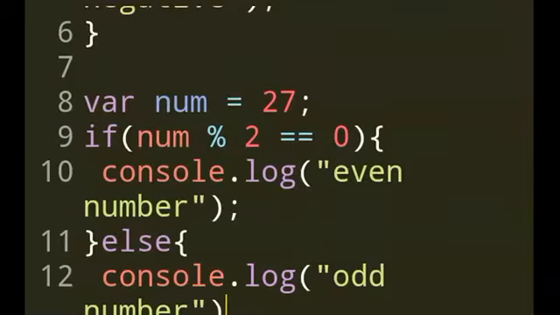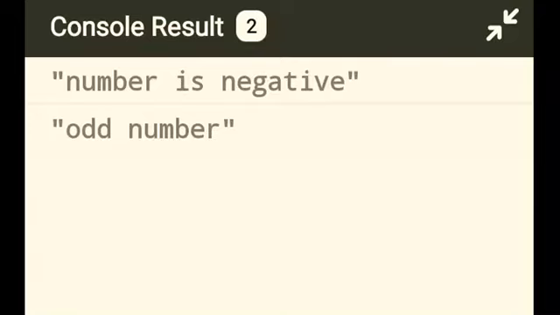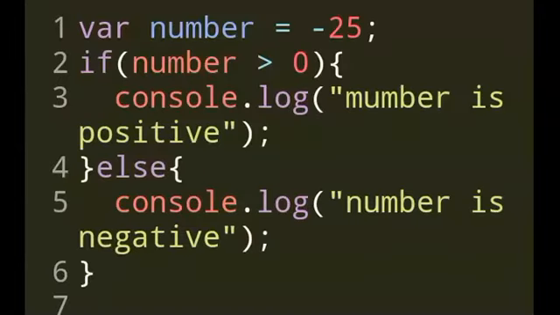Okay, let's check it out. It's odd number. Why? Because the given number is 27, and if you divide it by 2, you get a remainder. The remainder is not 0. If the remainder is 0, there is no remainder, then it's an even number, but here you get a remainder. So it is an odd number. So the JavaScript code or syntax is able to figure that out and return the correct statement.